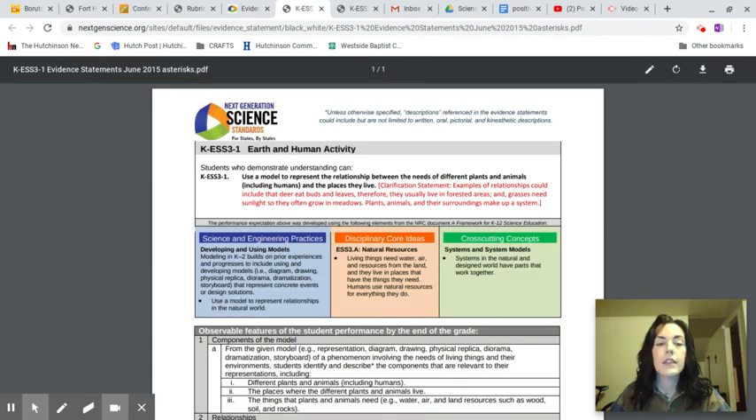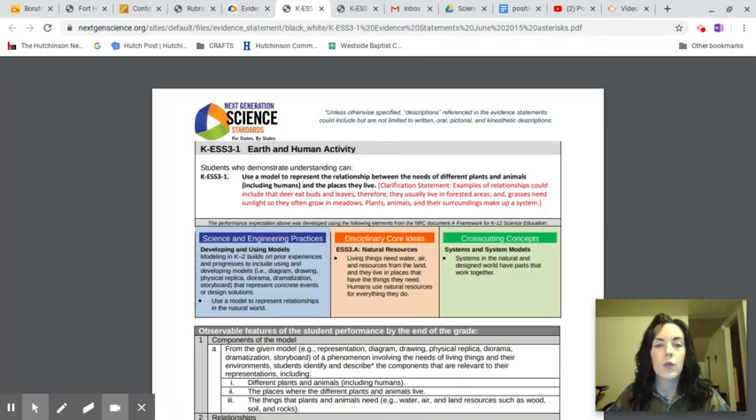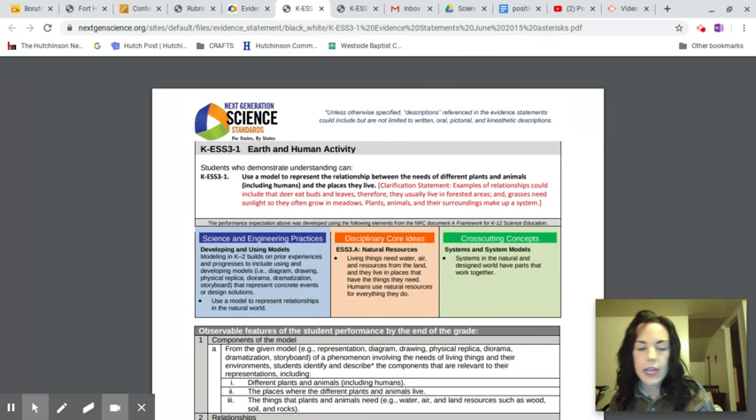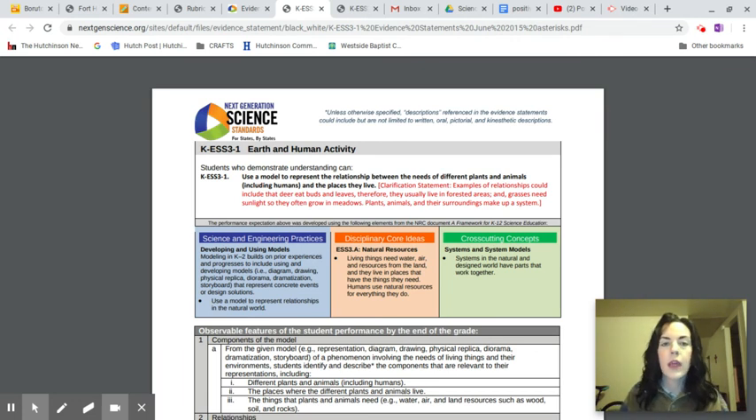And I have another standard that would work with that. It'd be kind of a collaboration standard. And that is the KESS31, Earth and Human Activity. Use a model to represent the relationship between the needs of different plants and animals and the places that they live. And so they might say, well, can we grow a seed? And they want to grow one under their desk, on top of their desk, by the window, in the closet.